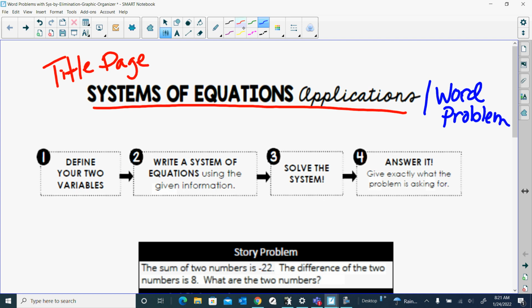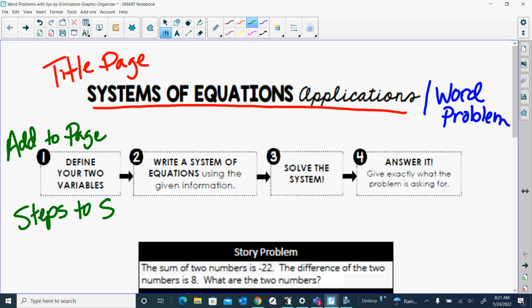And then you need to also add these steps. We can't see anything. Oh, okay, hold on. Add to page. Steps to solve. I got disconnected. Let me help.